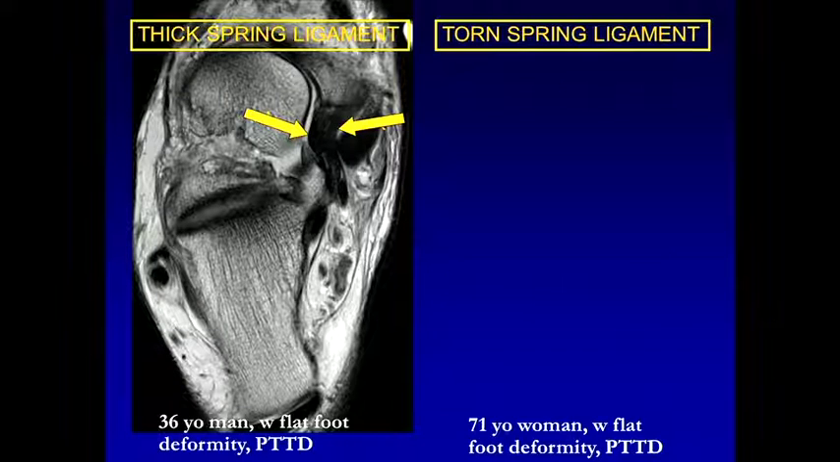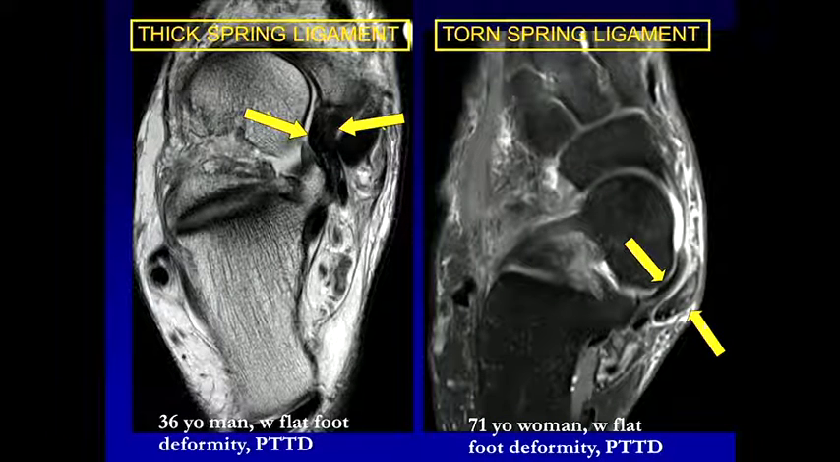Now, once we identified posterior tibial tendon disease, we need to look at other things. For example, the spring ligament. So the spring ligament holds the talus in place. It supports the medial aspect of the talar head, and it's located deep to the posterior tibial tendon. In this particular patient, 36-year-old with flat foot deformity, the spring ligament is a little bit thickened. This is the superior medial component. It goes from the sustentaculum to the navicular.